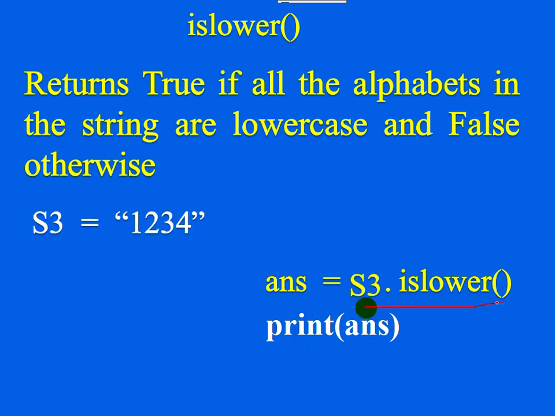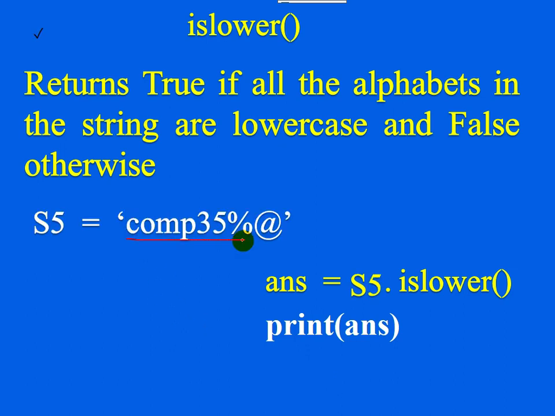If I write s3 dot isLower, s3 does not contain even a single alphabet. Okay, so the answer is false. At least one alphabet should be there. That alphabet must be lowercase. Only then the function will return the answer true. Again, s4 is an empty string. So if I write s4 dot isLower, what answer does the function return? False. Not even one alphabet is there, isn't it?